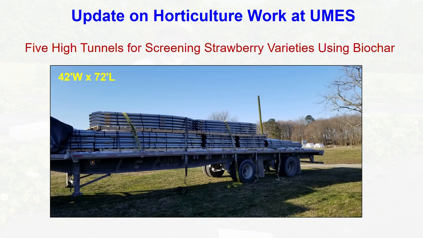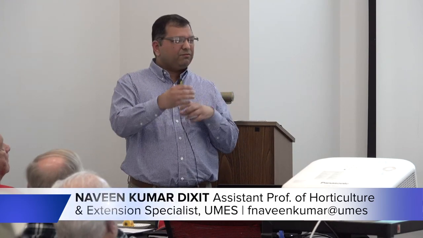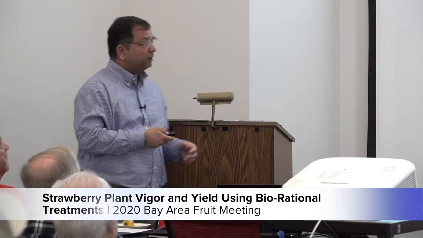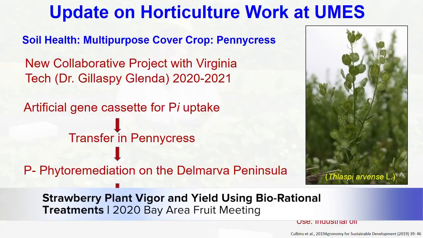We are going to build 5 high tunnels to screen a large number of strawberry varieties using biochar, because our soils are already rich in phosphorus. So the target is, can we minimize the use of different types of fertilizer using biochar? In biochar, there are spaces in the particles where microbes can live. So we will also study if biochar can change the microbial population and promote the growth of good bacteria for our plant growth and development.